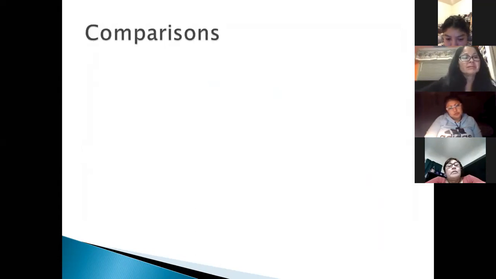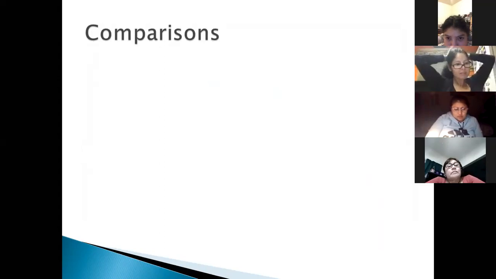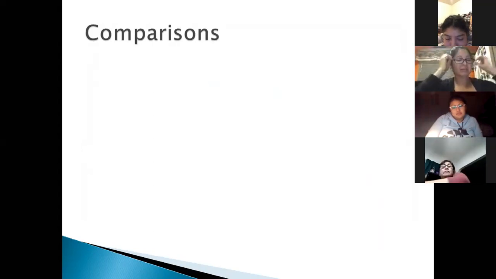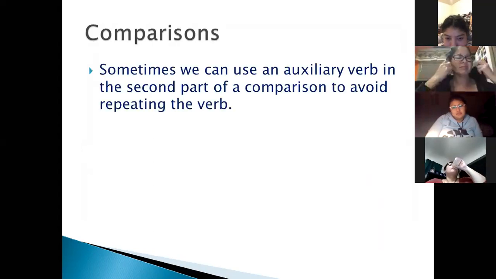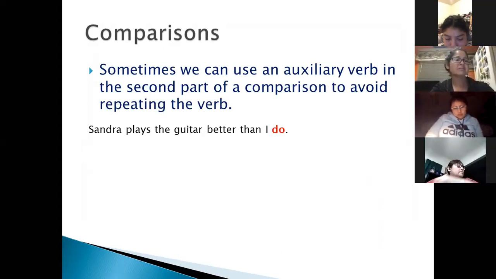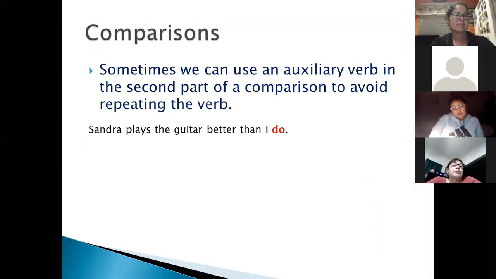Comparisons. Now, we're gonna have a bigger, longer lesson about comparisons in the future. So this is just a little brief introduction because our main topic tonight is the tag questions. But we use the auxiliary verbs for comparisons to avoid repeating the verbs. Example, Sandra plays the guitar better than I do. Again, comparison. Instead of saying better than I play, I say better than I do.